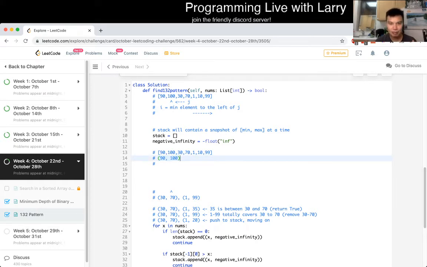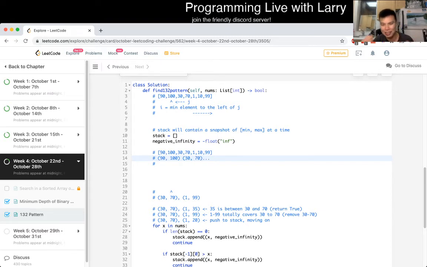And that's kind of how I thought about it. Now when we process a new number, 30, well, 30 is a new low. So that means we actually want to push on the stack 30 and negative infinity as a new entry, because we have a new min, so the previous max doesn't matter anymore. Getting a number between 30 and 100 doesn't mean anything in this case, right? And then when you see a 70, we get 70 and so forth.